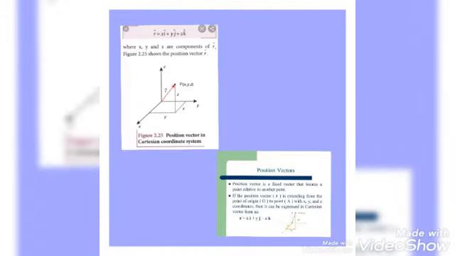Position vector. It is a vector which locates the position of the particle at any instant of time with respect to some reference frame of coordinate system. The position of the particle r vector is given by r vector is equal to x i cap plus y j cap plus z k cap. So here you see the diagram that gives the position of the particle.